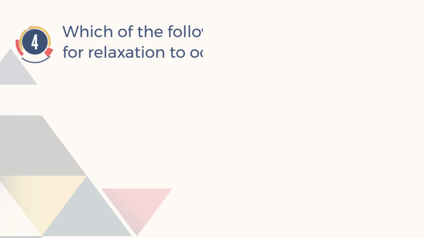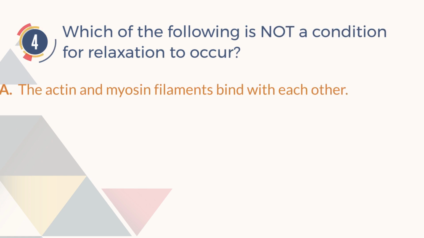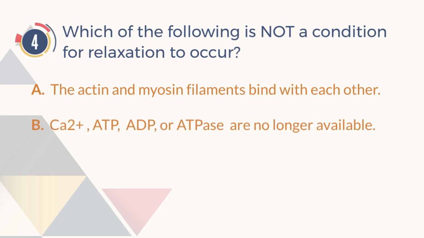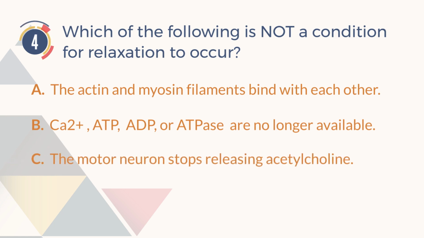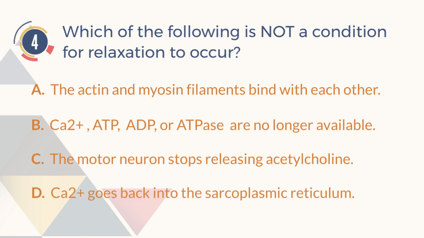Number 4. Which of the following is not a condition for relaxation to occur? A. The actin and myosin filaments bind with each other. B. Calcium ion, ATP, ADP, or APAS are no longer available. C. The motor neuron stops releasing acetylcholine. D. Calcium ion goes back into the sarcoplasmic reticulum.